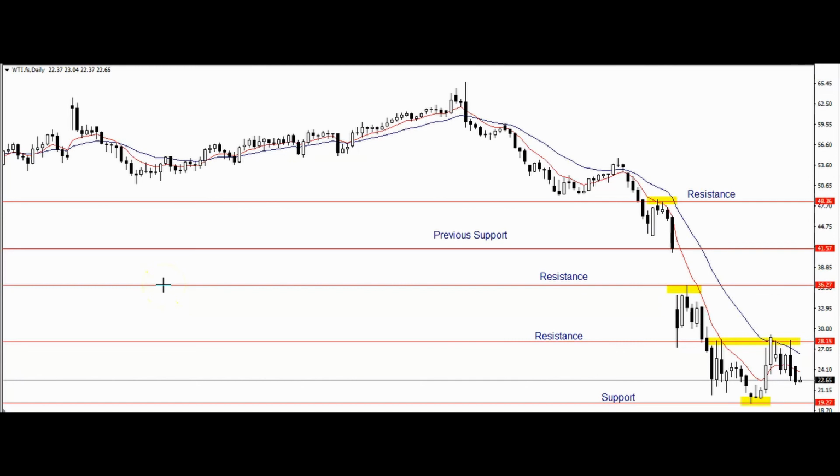Hello traders, here we have crude oil. Obviously the bias on oil is very, very bearish. You don't need me to tell you that. From a price action point of view, I'll just go through the relevant areas, event areas.